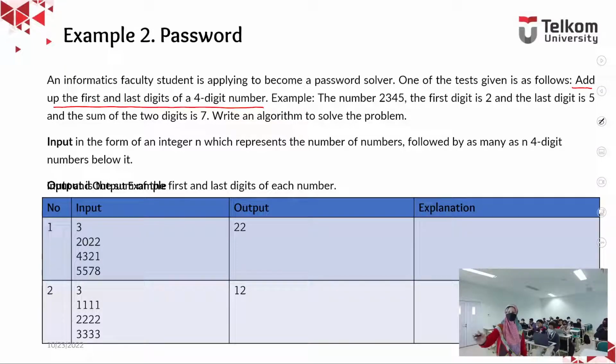Okay, so the first digit must represent the 1,000 place, right? So you have to divide it by 1,000. Okay, good. And how about the last digit? How to take the last digit? Modulo by 10. Good.